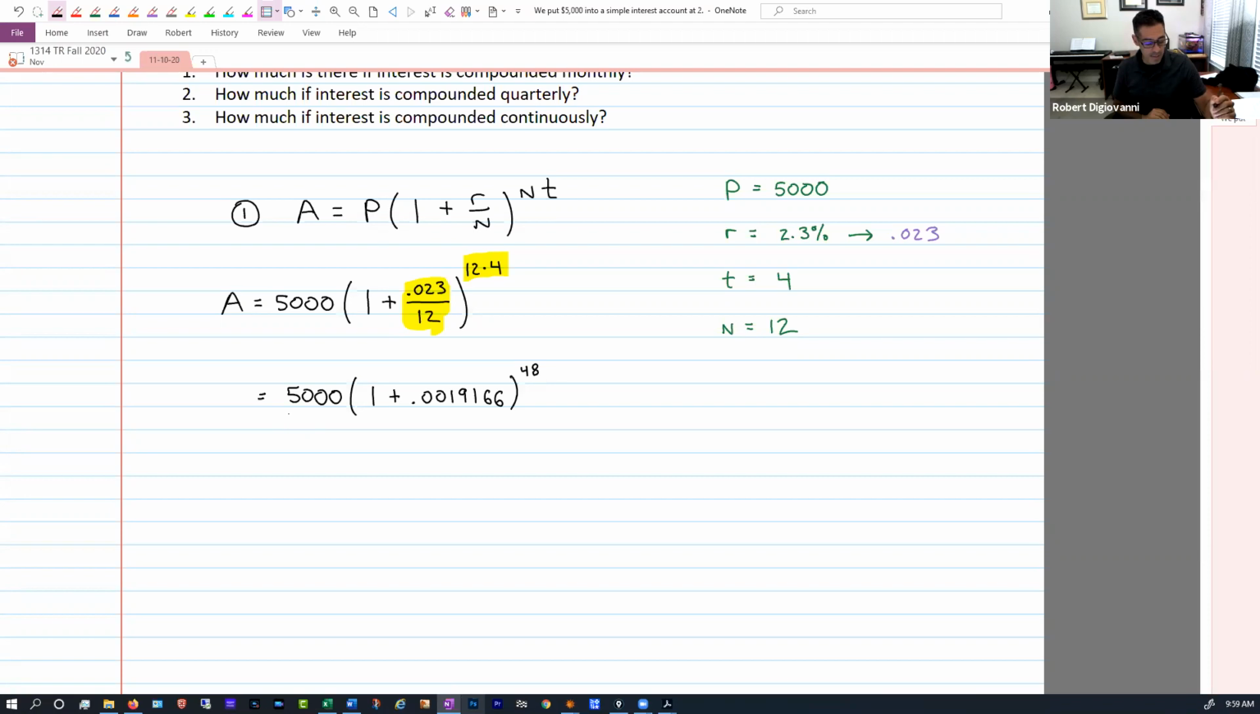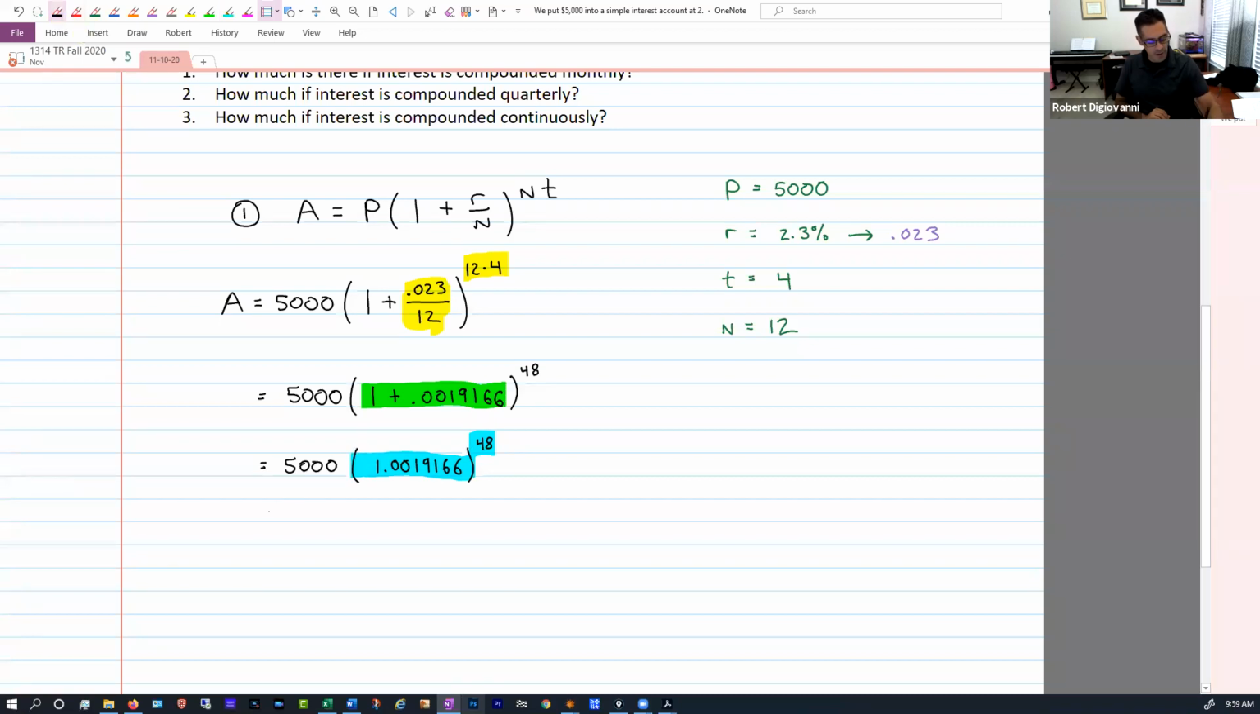Okay, so order of operations. Let's do this first. We've got to do what's in the parentheses, right? Do not try and multiply that 5,000 through. So when I add 1 to that, all I get is 1.0019166 raised to the 48. The next operation, order of operations, is to do this thing to the 48th power.